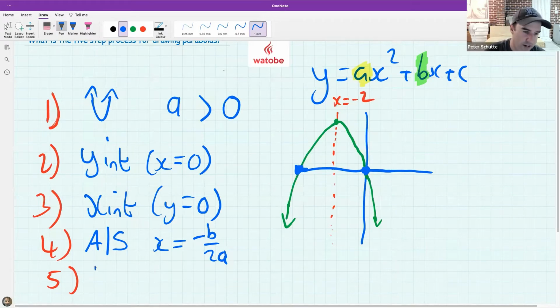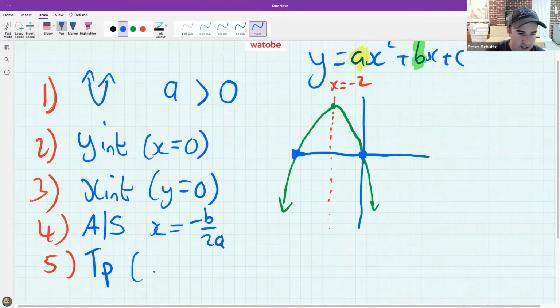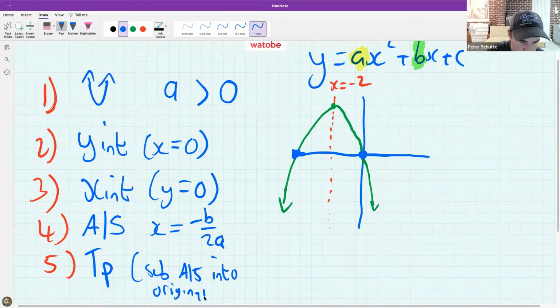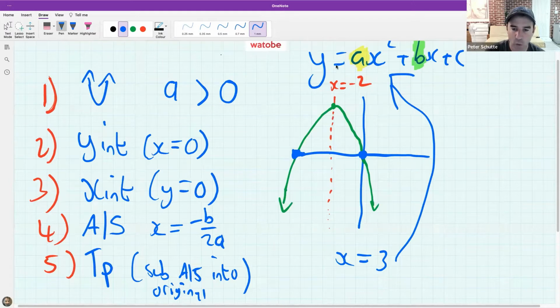And then the last one is the turning point. How we get the turning point is we just sub the axis of symmetry value back into the original. It's easier if I show you this, but basically, if I had x is 3 as my axis of symmetry, I take 3 and I put it back in the original and I get a y value out. And whatever that y value is, together they make up the turning point.